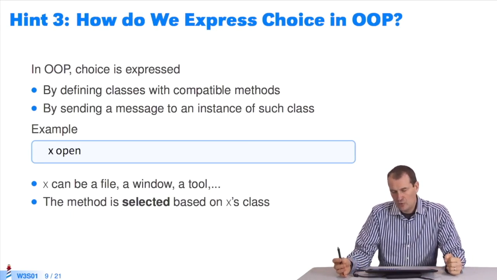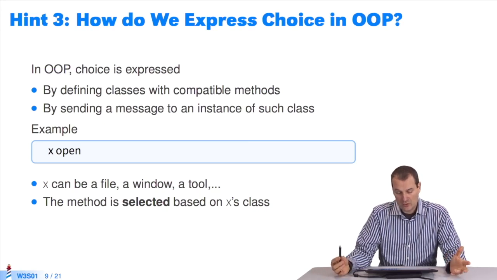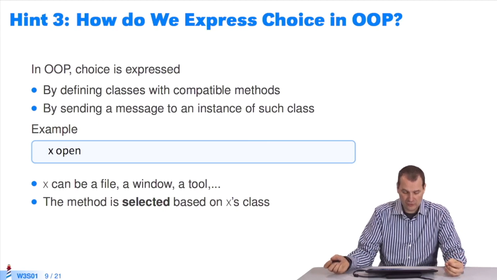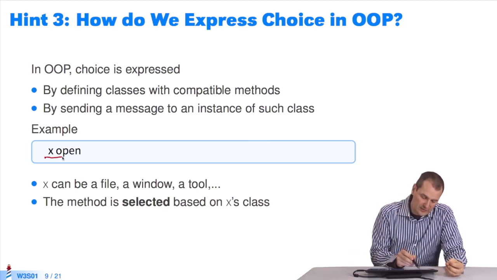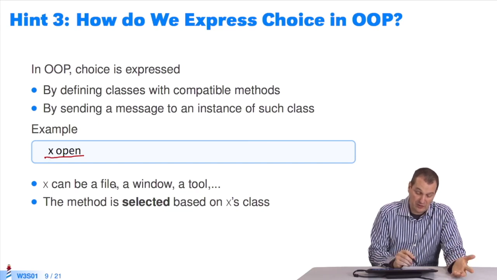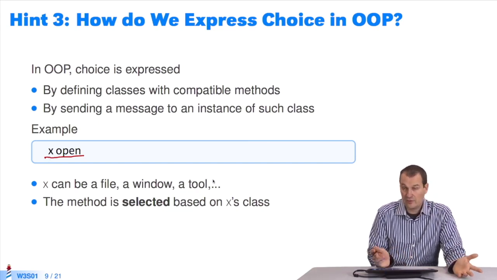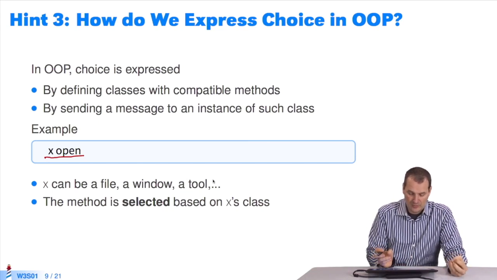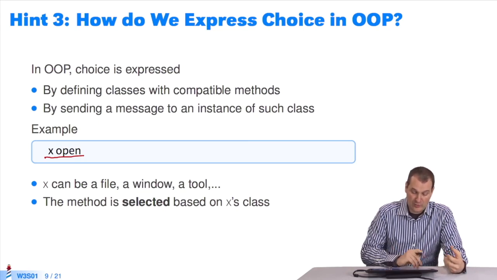Let's think about it. How do you express a choice in object-oriented languages? A choice is expressed by defining classes with compatible interfaces, i.e., methods, and by sending a message to an instance. That's my example. When I type X open, I choose the right method associated with X. It means if it's a file, it will open a file. If a window, a window. If a tool, a tool. So the method will be selected based on X's class. Then how can we have the solution with this hint?